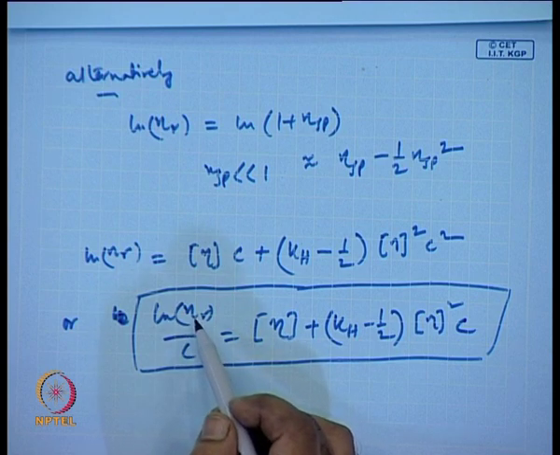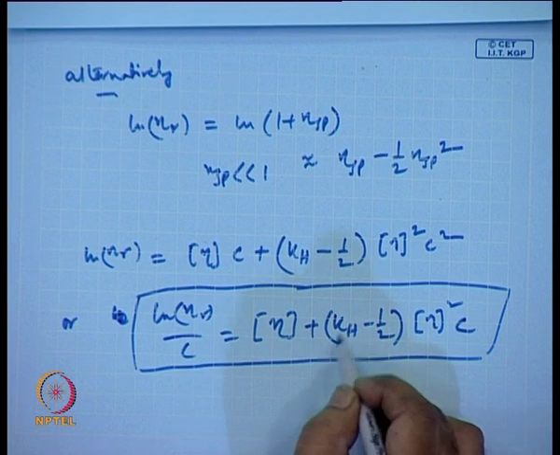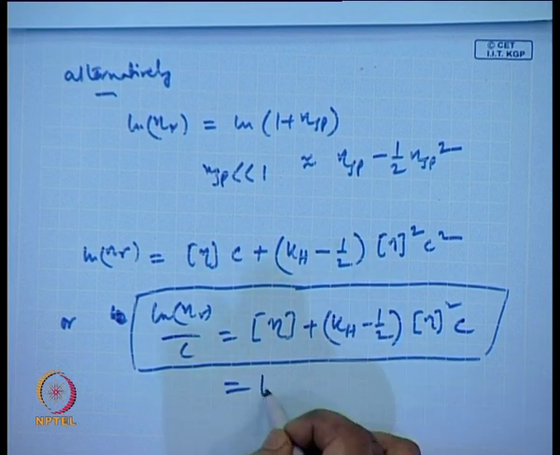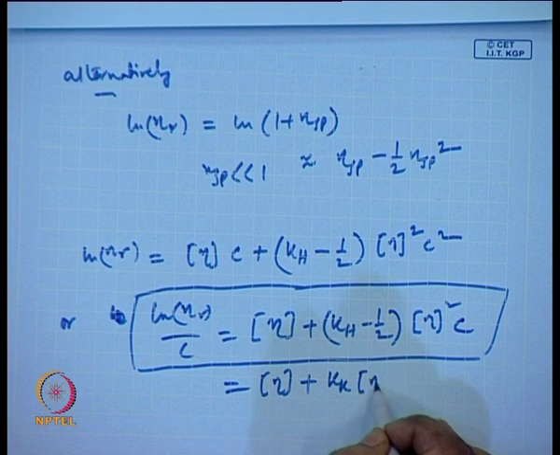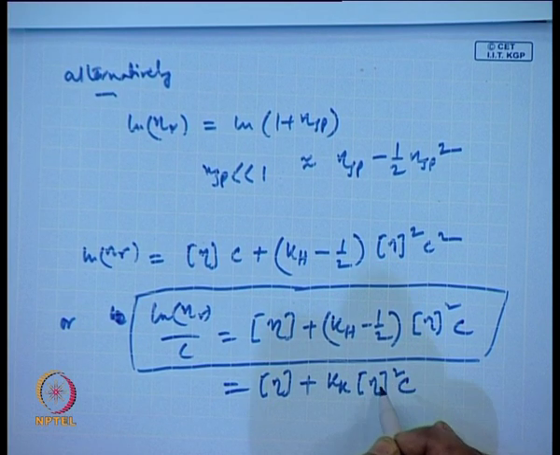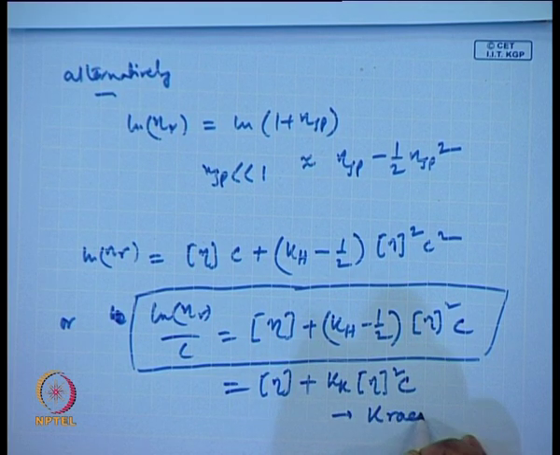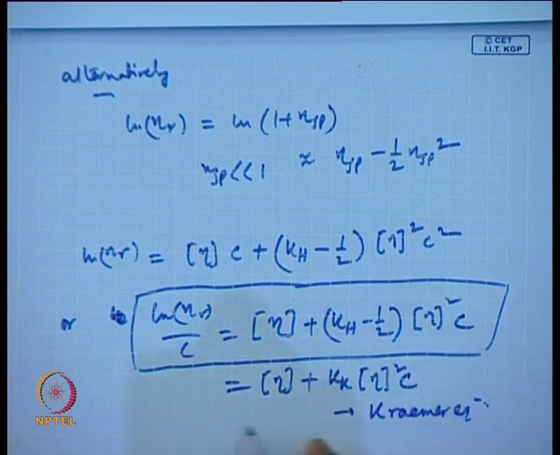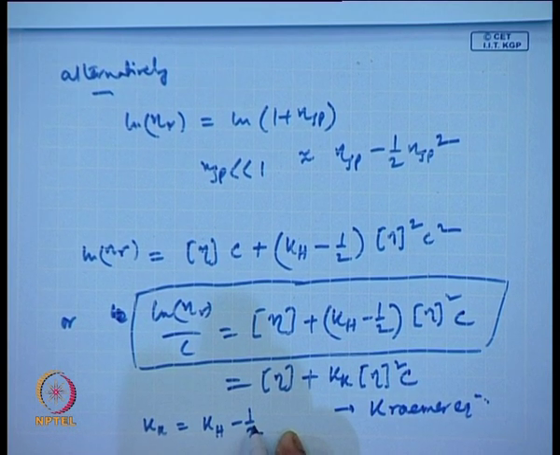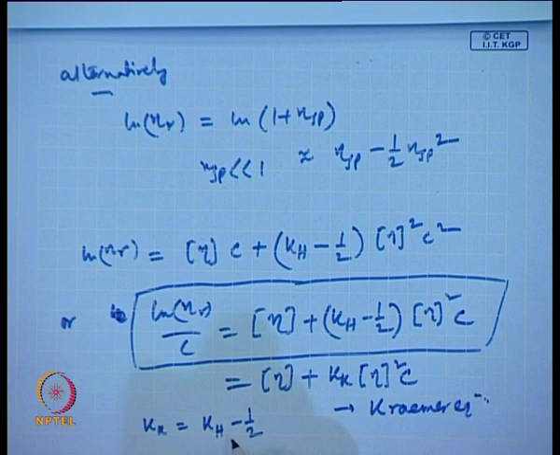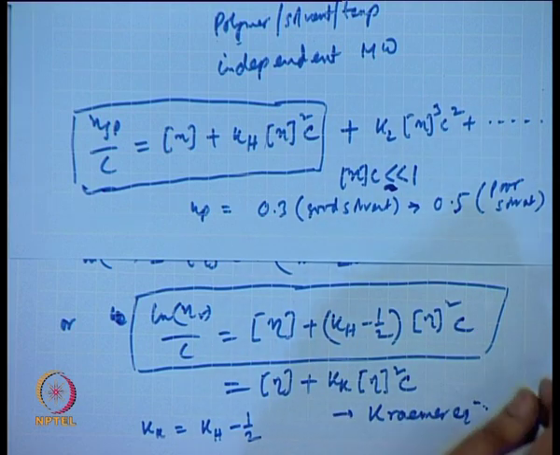So, this gives a similar expression like the Huggins expression, but it is in terms of the inherent viscosity, and this constant is named after the person who has given this. This is Kramer's equation, where K is Kh minus half. So, it will be a negative quantity. So, now we have two expressions, Huggins equation and Kramer's equation.